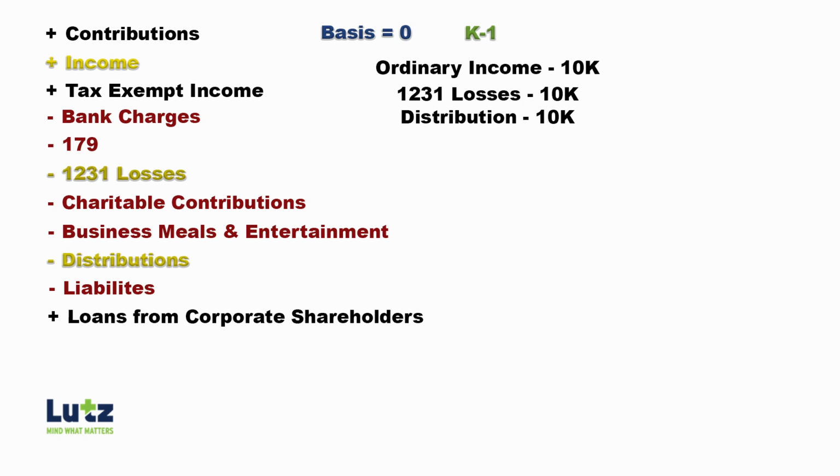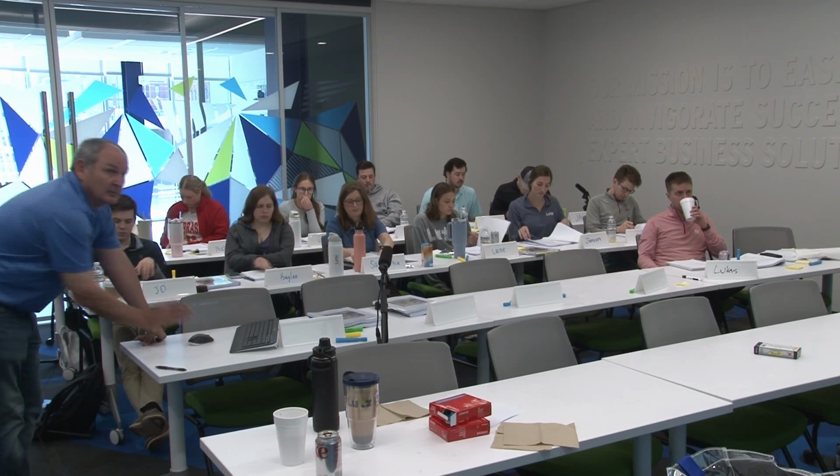Let's see. What's this say? Let's go here. 7. Ordering rules for taxable years beginning on or after August 18th, 1998. Okay?